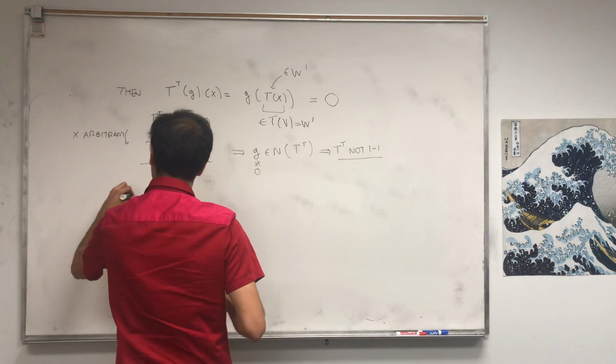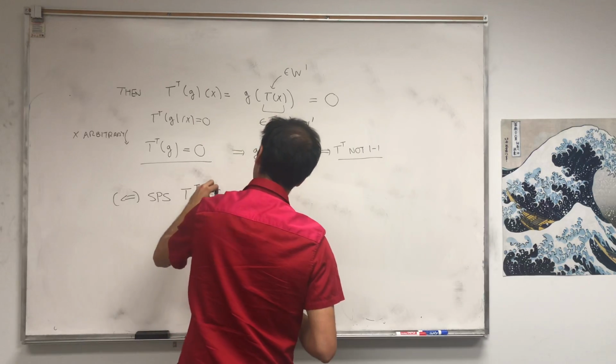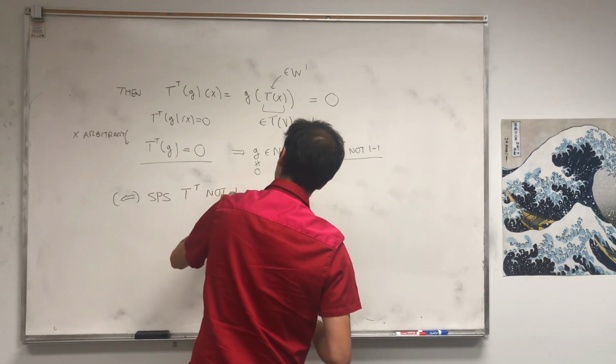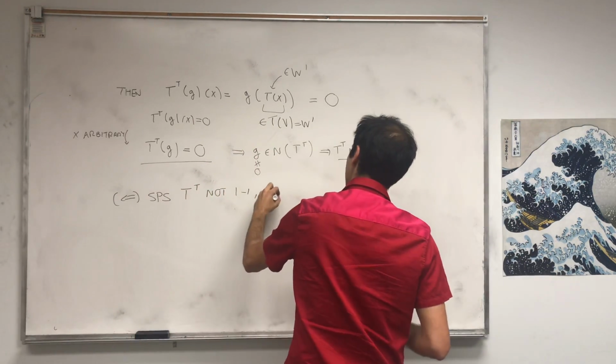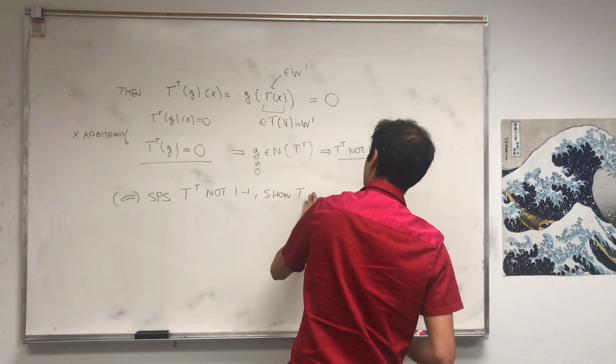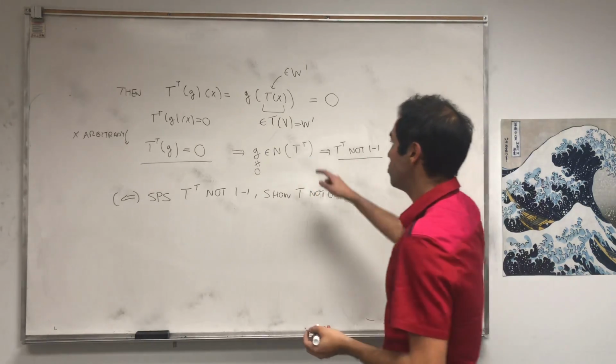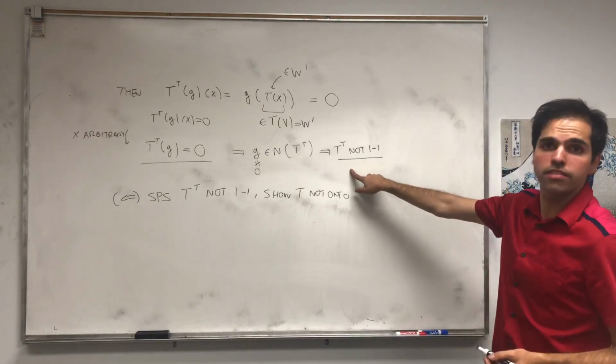So suppose T transpose is not 1-to-1. Show T is not onto. Well, T transpose not 1-to-1 really means this thing.